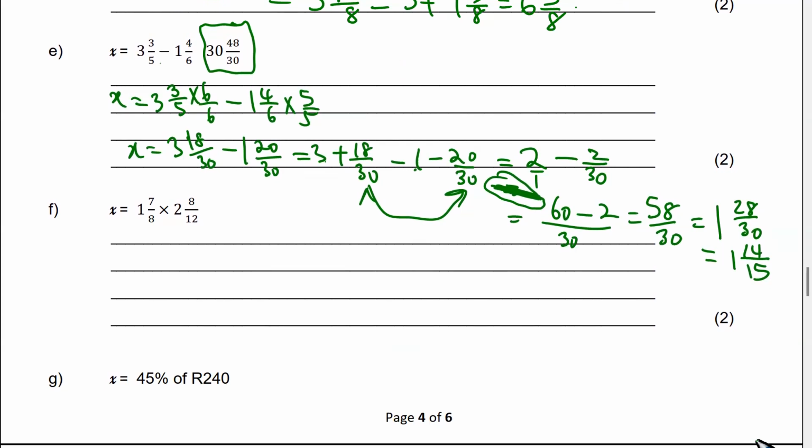Okay, I must indicate that there are a couple of ways of solving these. Like this one here, you can say X is 3 and 3 out of 5 minus 1 and 4 out of 6. So you can say 3 by 5. What is 3 by 5? 15. Plus 3? 18. 18 out of 5. So you can change like that.